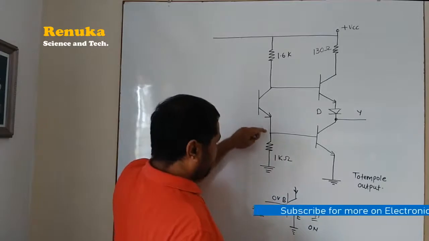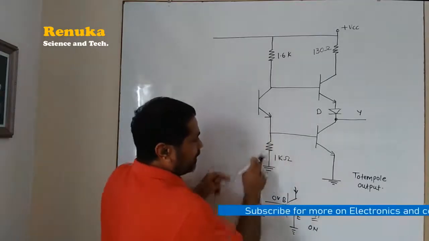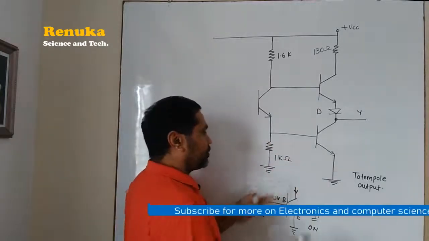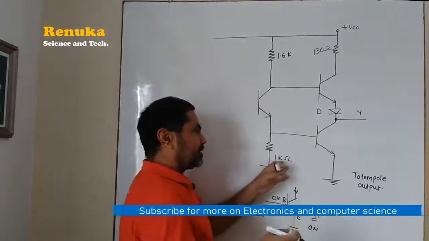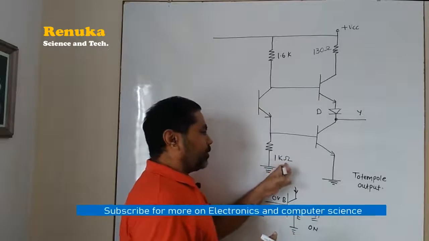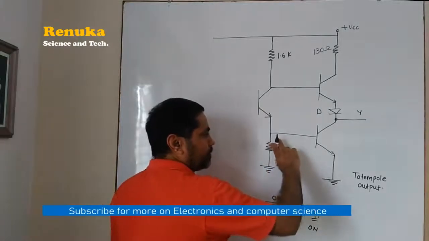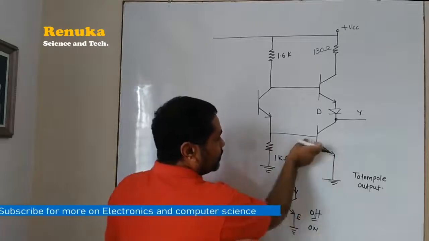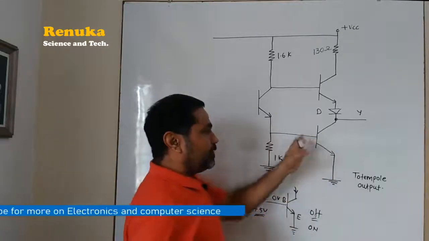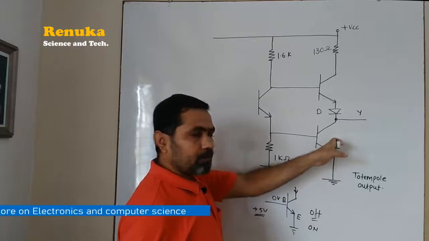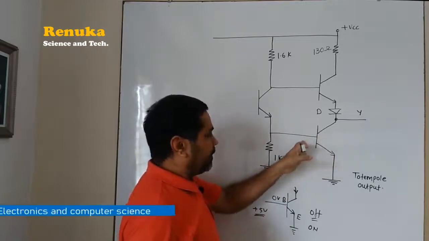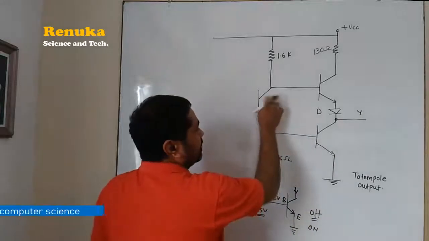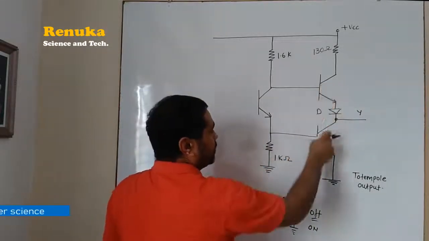Whenever the current starts here, it creates a voltage drop, and this voltage drop should be more than 0.7 volt. That is why the value of this resistor is kept at 1 kilo ohm. This voltage drop is applied in parallel between base and emitter of this transistor, so it drives this transistor. If the voltage is present, the transistor will be on; if it is absent, the transistor will be off. In this way, this transistor drives the bases of these two transistors.